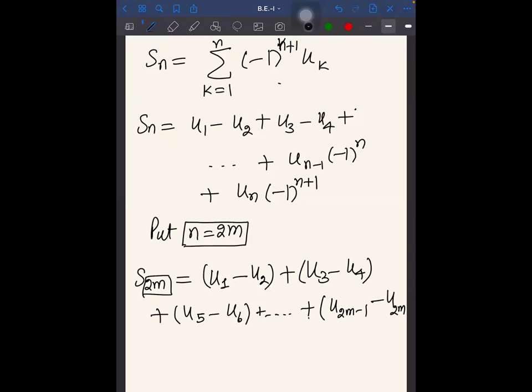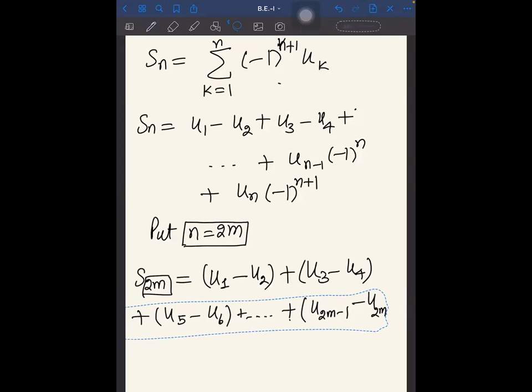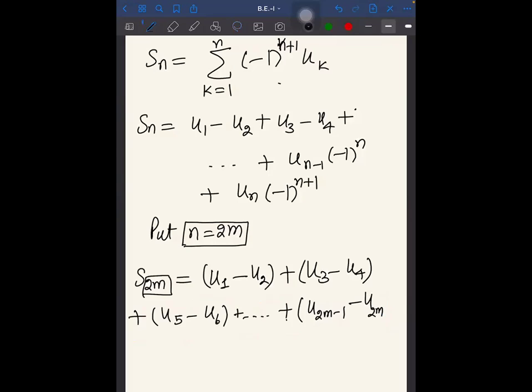Why minus u_2m? Can anybody tell? Taking the next sign, so it will be negative. Yes, because we'll be multiplying by (-1) raised to one more power than the index of the term, and the index of the term is already even. So we are sure that the power of minus 1 would be odd. That's why this term will have a negative sign. Similarly, the term previous to u_2m, which is u_(2m-1), will have a positive sign. Okay?